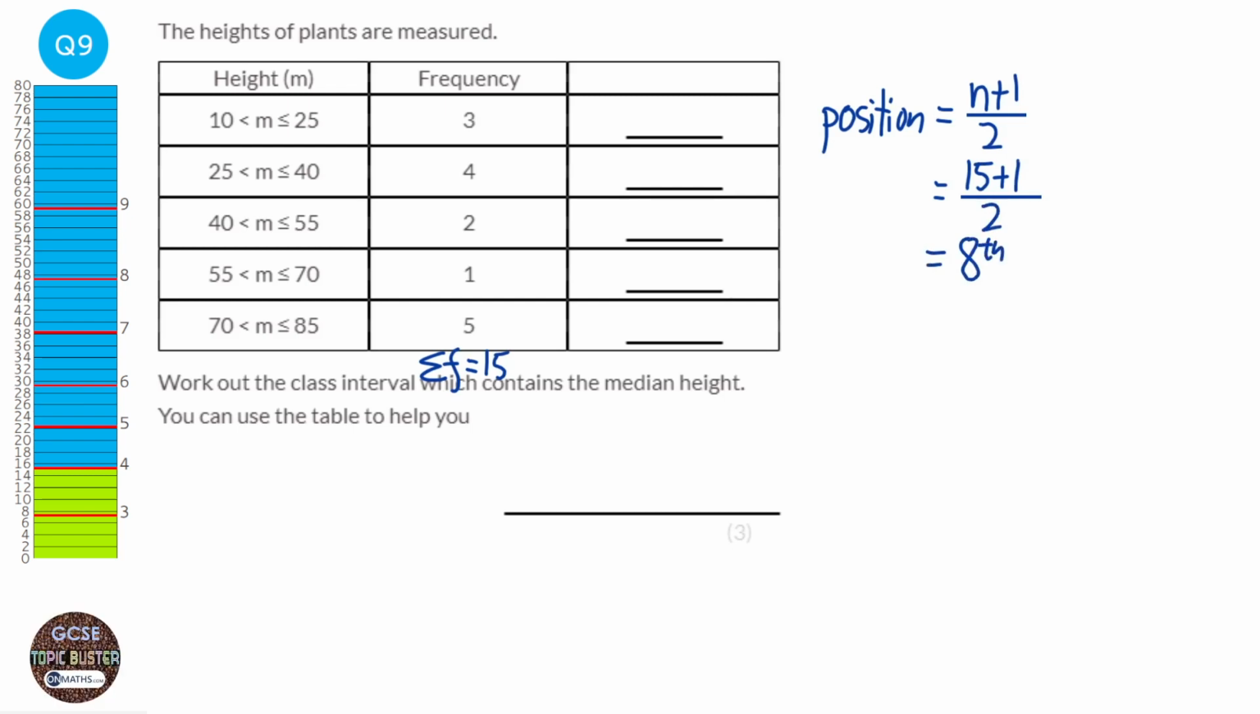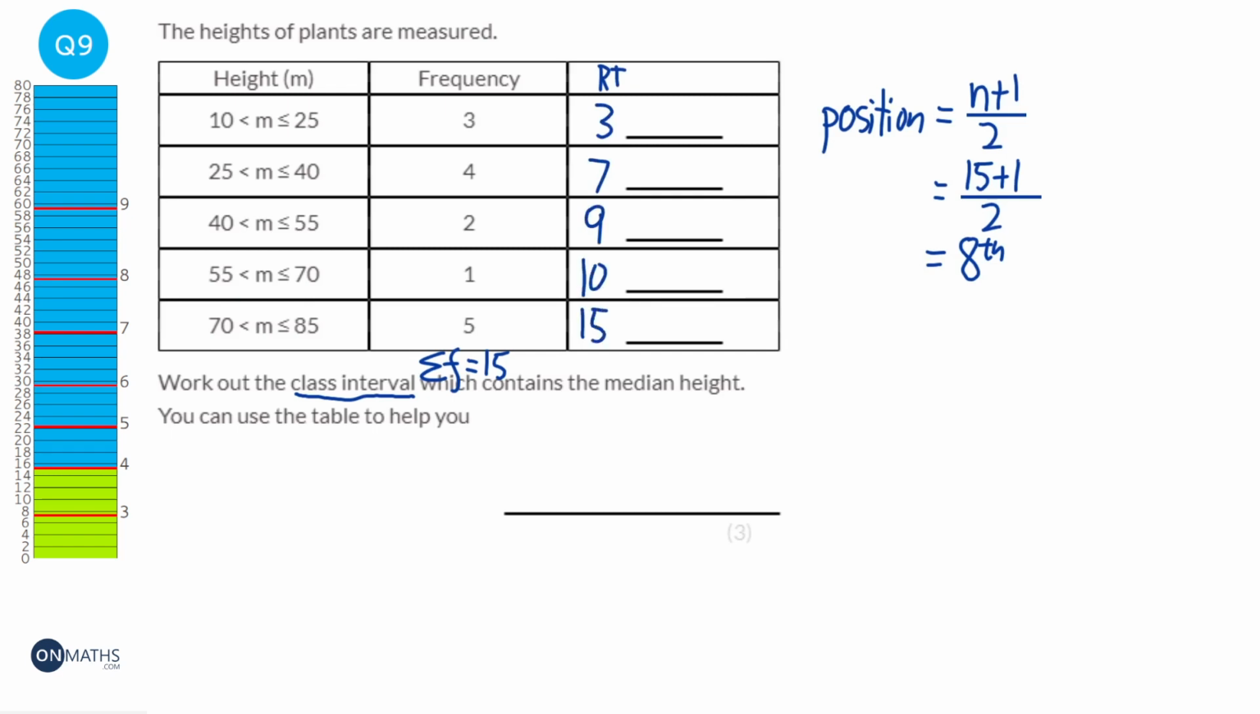Now, to easily find out which group, because it's asking for the class interval, which is just a fancy way of saying a group. So it could be this one, or it could be this one. To easily find out which group the median is in, what we do is a quick running total. So what I'm going to do is add up the frequencies as I go along. So we've got 3 there. 3 plus 4 is 7, plus 2 is 9, plus 1 is 10, plus 5 is 15.